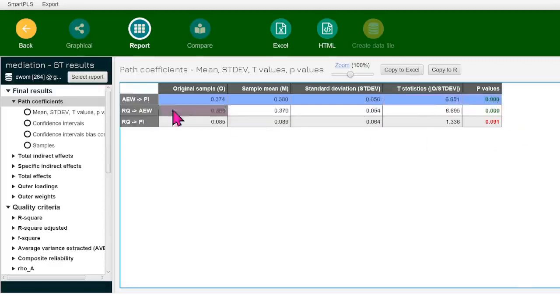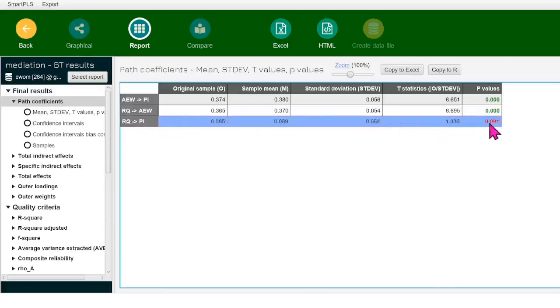So these two paths are significant, but unfortunately our last path, the direct path from RQ to PI, is not significant. Only if we test it at the 10% level of significance, we can say yes, it's significant. But recently it is suggested that we should not test the hypothesis at the 10% level of significance.